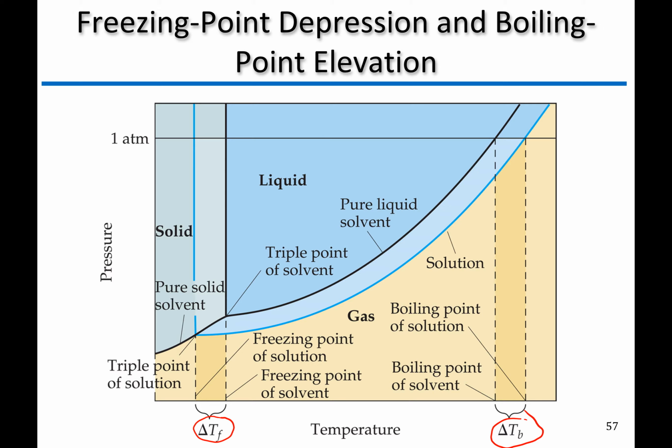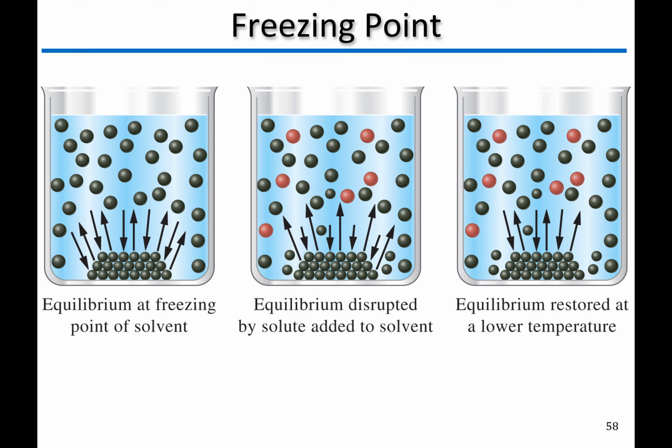Okay, so this is what the new phase diagram would look like after we add the solute. So notice everything moves. Triple point moves, boiling point moves, everything moves. Okay, so let's take a look at what's going on. It's very similar to vapor pressure. And here we have an equilibrium at freezing point. Okay, so we're at the freezing point of the solvent, and we're at that equilibrium.